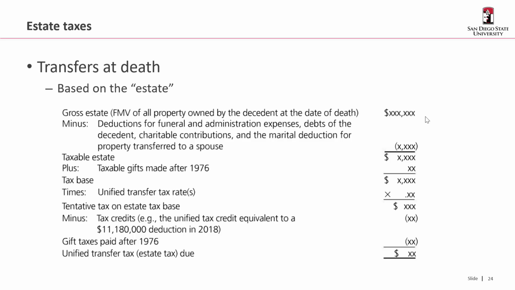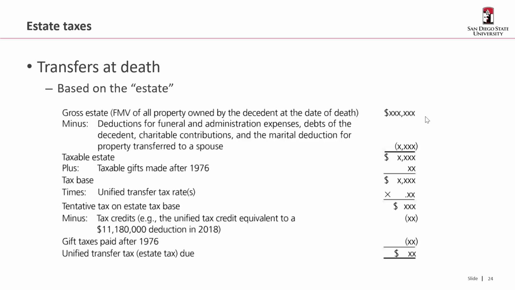So transfers at death are based on the estate value. So first you measure the gross estate, which is the fair market value of all the property owned by the person that died. You get to deduct out some administrative costs, charitable contributions again, and anything that you transfer to your spouse. That leaves your taxable estate. You add to that any of the gifts that you've made since 1976, and since most of you are clearly too young to have been born before 76, and I haven't even met you yet, I'm going to assume that that's all of your taxable gifts. Now that's your tax base.